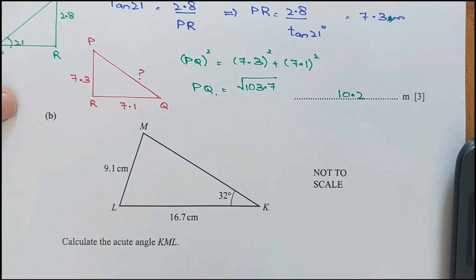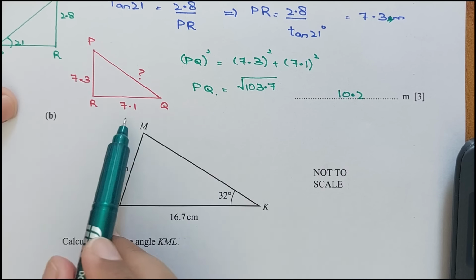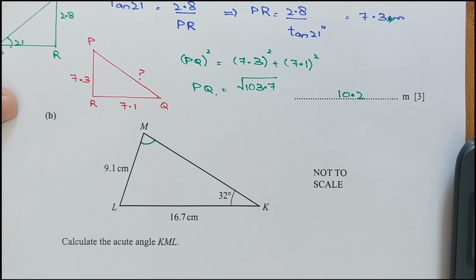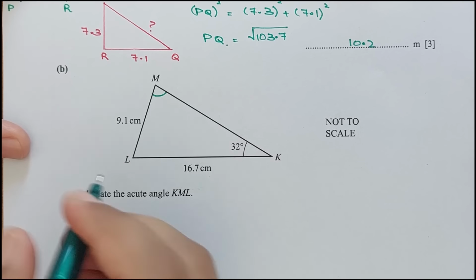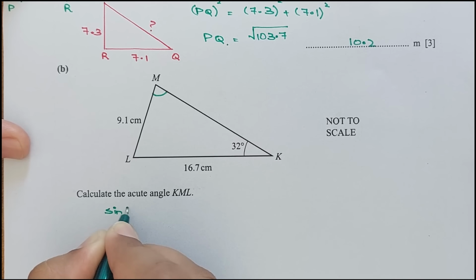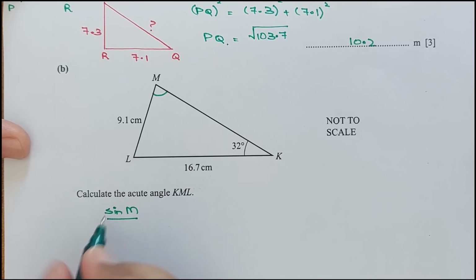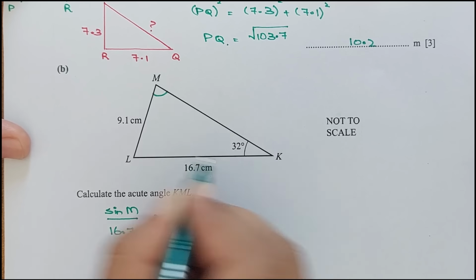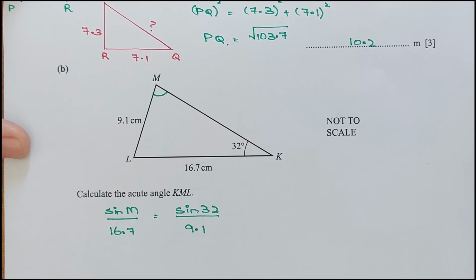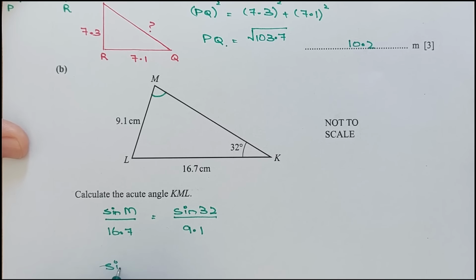Calculate the acute angle KML. K, M and L. This acute angle we have to calculate. So to calculate that acute angle, we have the two sides, so we can get the angles. Let me apply the law of sines over here. Sine of angle M over its side, 16.7, equals sine 32 over the opposite side, 9.1. Let me solve for sine M. Sine of angle M is going to be 16.7 over 9.1 times sine 32 degrees.